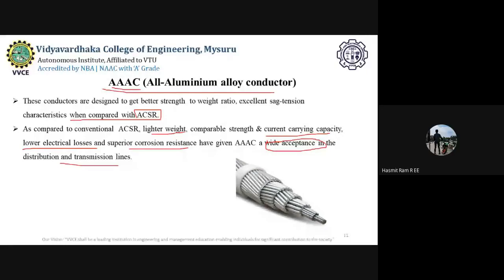Sir, high tensile strength, better sag properties. Okay. What do you mean by better sag properties?